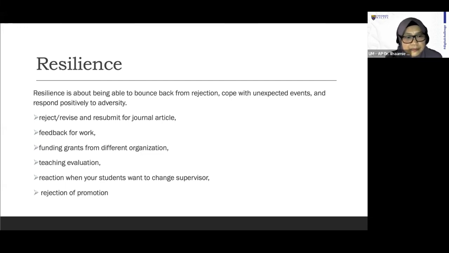And I have mentioned teaching evaluation, and then your reaction when your students want to change supervisor, this also happens to me. You have to take it positively. Sometimes we have to know the reasons why the students want to change supervisor. Is it because they want to change their topics and it is not your field? Then you have to accept it, and we'll be a lot happier by accepting this is your fate.